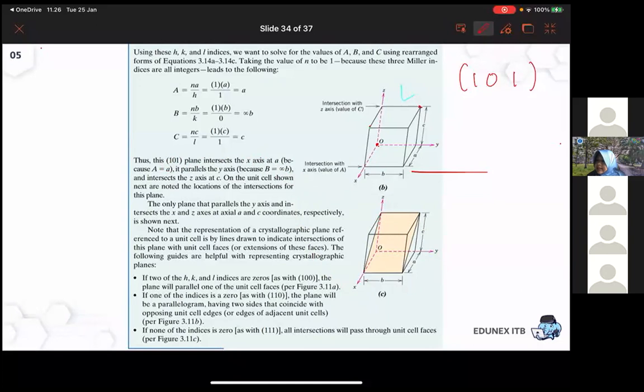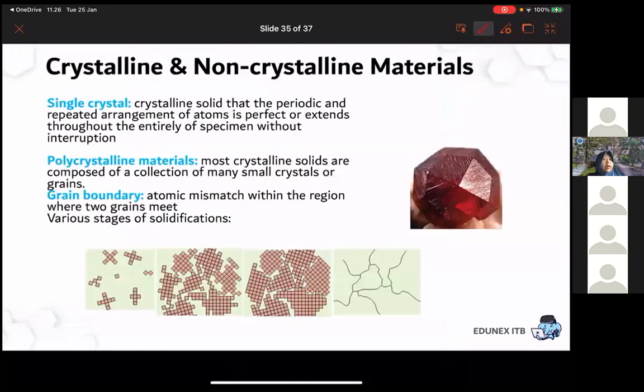Let's see the next one. Tomorrow I will give you assignments to try to do the calculation, and then let's continue with crystalline and non-crystalline materials.